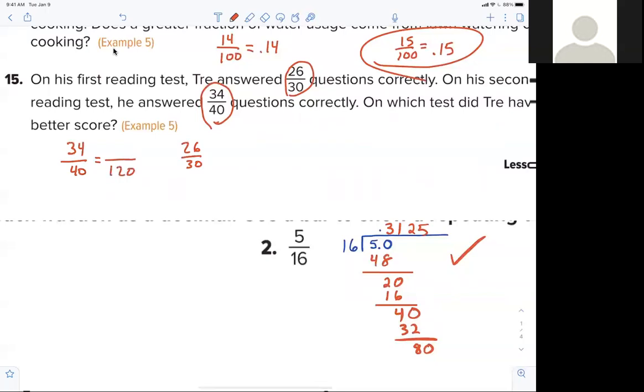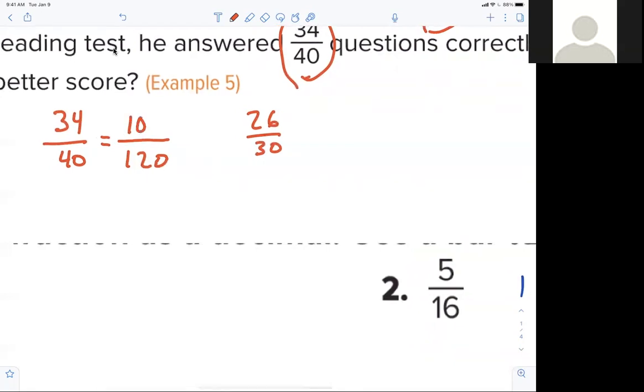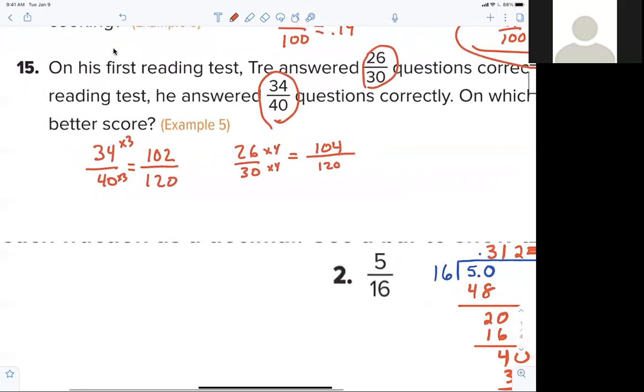So if I make this out of 120, what do I multiply by, Mikey? 3. And what's 3 times 34? 102. And what do I multiply 30 by? Yep. 104. You're brilliant. So now what is that, Mikey?